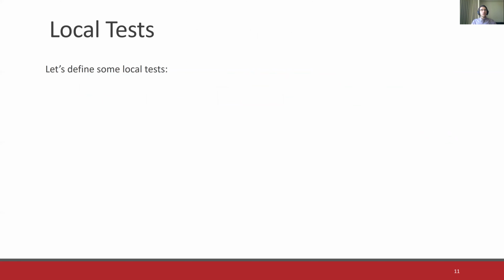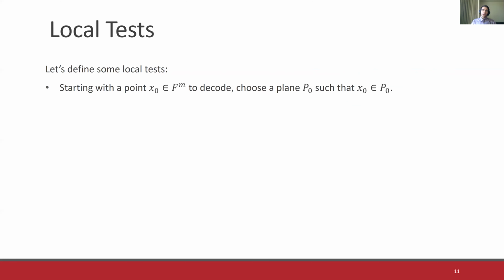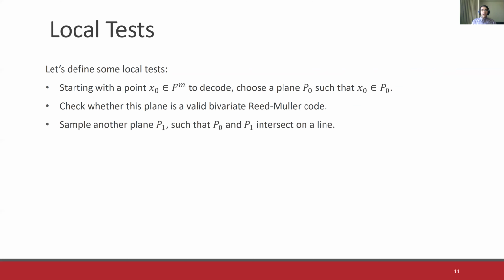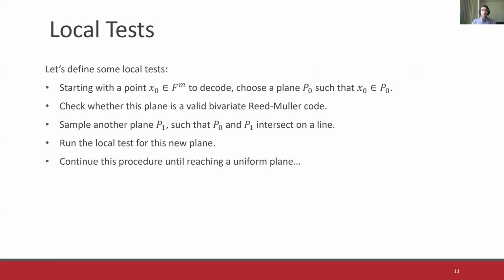So let's continue by defining some local tests. Suppose we have a point x0 in the cube F to the power m that we want to decode. We can choose a plane p0 such that x0 is in this plane. Now we check whether this plane is a valid bivariate Reed-Muller codeword or not. Then we can sample another plane p1 such that p0 and p1 intersect on a line, okay? And then we run the local test for this new plane. And we can continue this procedure until we reach a uniform plane in the entire space.